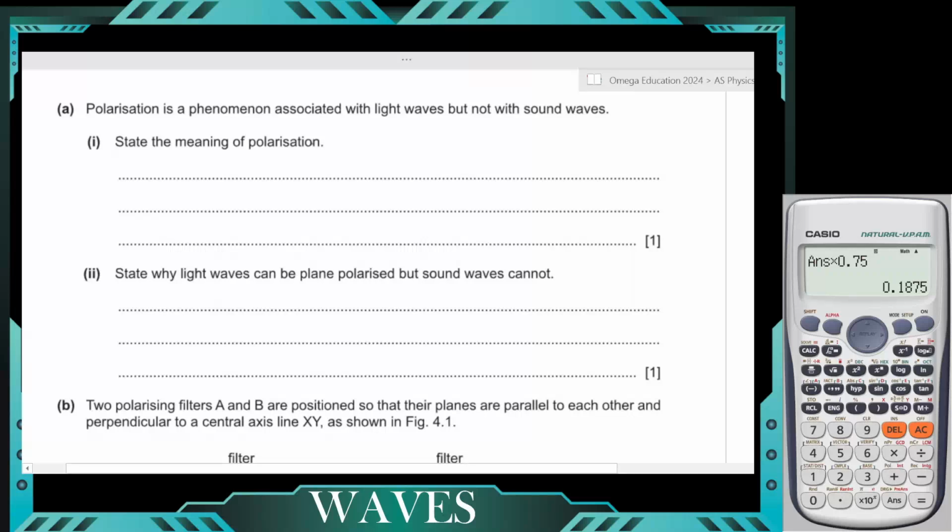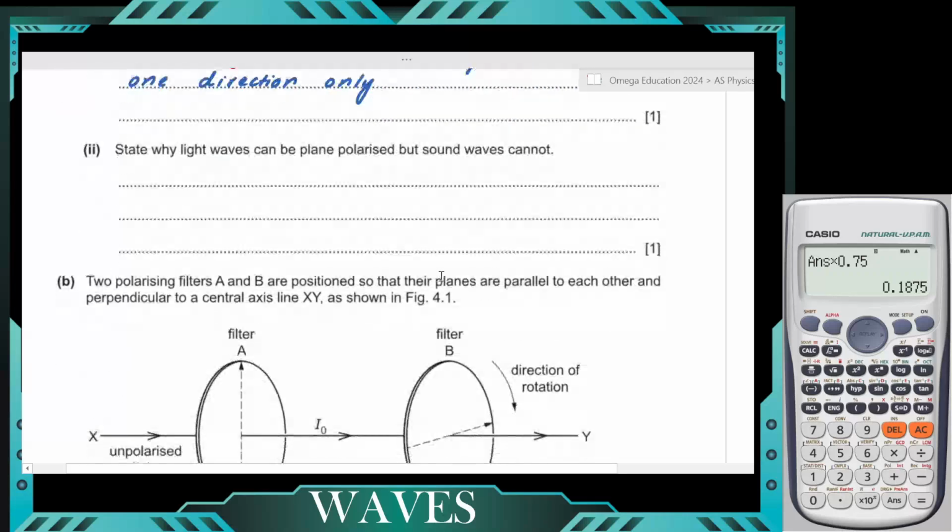All right, so for the next question, the question reads: polarization is a phenomenon associated with light waves but not with sound waves. In the first part, you have to state what is the meaning of polarization itself. Restricting the oscillations of a transverse wave in one direction only is called polarization. Then for the next one, state why light waves can be plane polarized, but sound waves cannot. Polarization can be done for a transverse wave. Light waves are transverse waves, so they can be polarized, but sound waves are longitudinal waves.